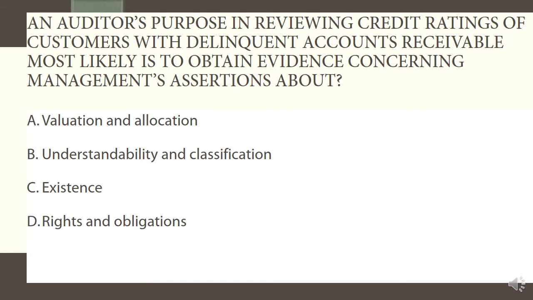And finally, D, assertions about rights and obligations deal with whether assets are the rights of the entity and whether liabilities are the obligations of the entity. Reviewing credit ratings of delinquent customers doesn't help evaluate the evidence about this type of assertion.